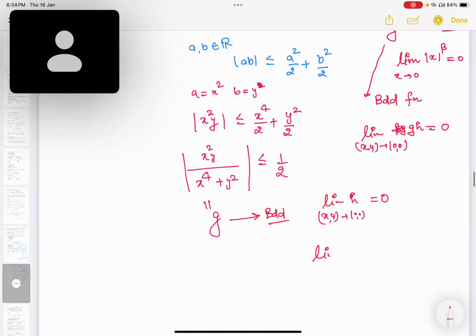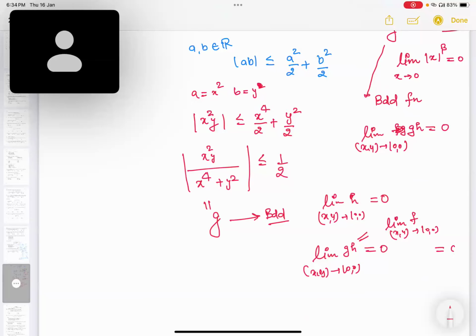And you are saying z is bounded and the limit as xy tends to 0, 0 of function h is 0, right? So in total, what will you have? The limit as xy tends to 0, 0 of z into h is equal to 0. And this is exactly your given function f. So the limit at 0, 0 is 0.